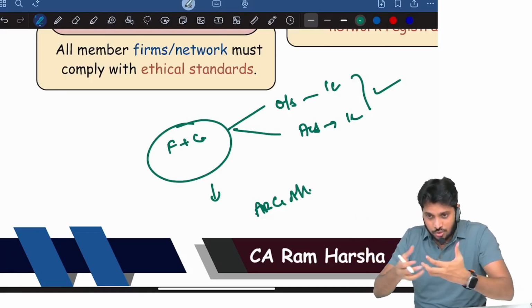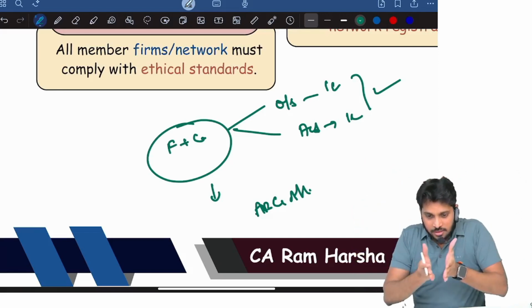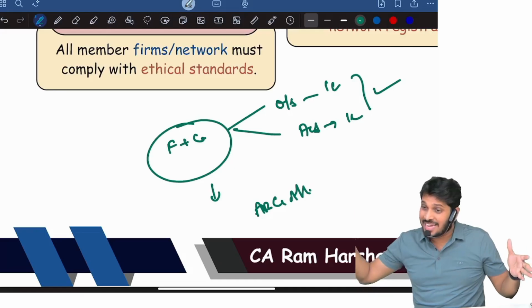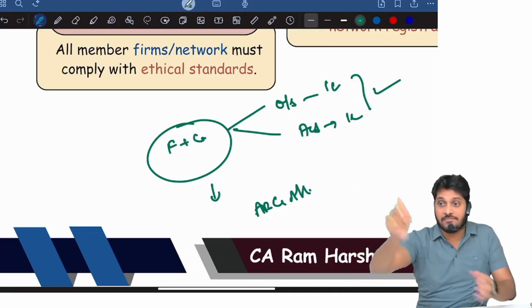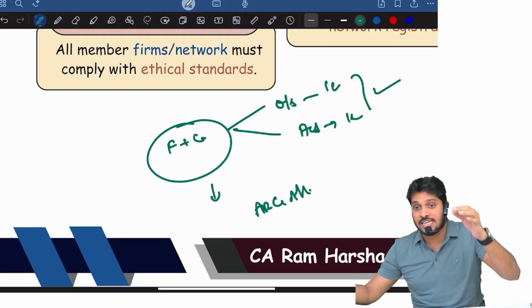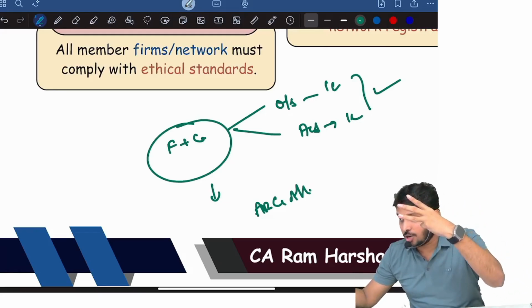Even though they're all part of the same network, the firms are owned by different people. Can other network firms provide other services to the company where one of the network firms is providing audit? Yes, they can provide. Now, how much is the ceiling limit there? 3 times.